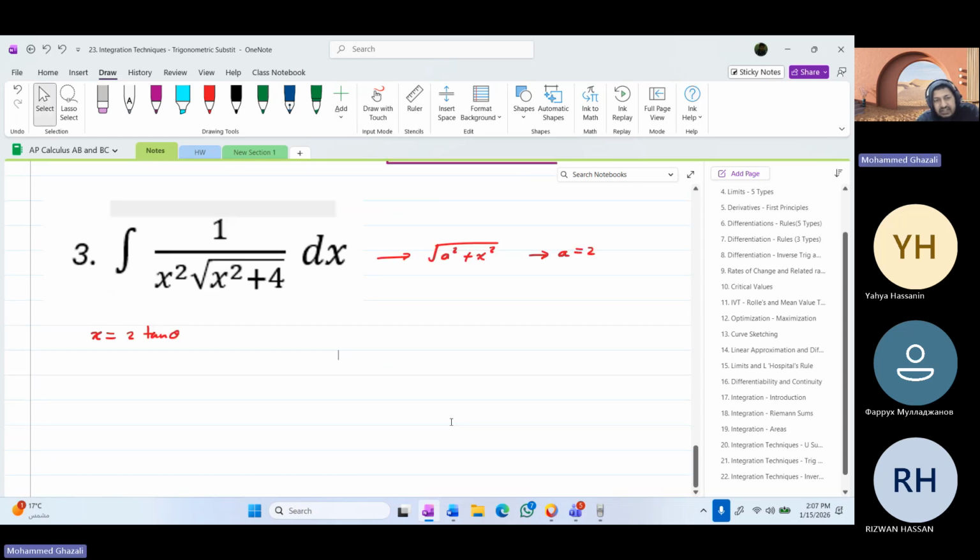If x is equal to 2 tan theta, then tan theta is equal to x over 2. I want to check my triangle. Am I using the correct trig sub? Okay, so let me check my triangle.